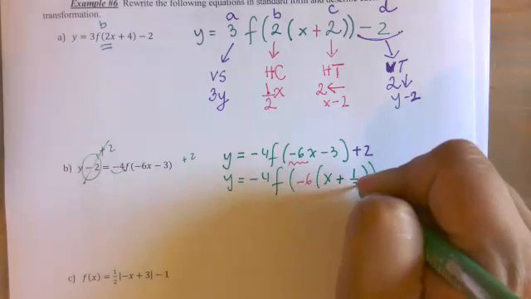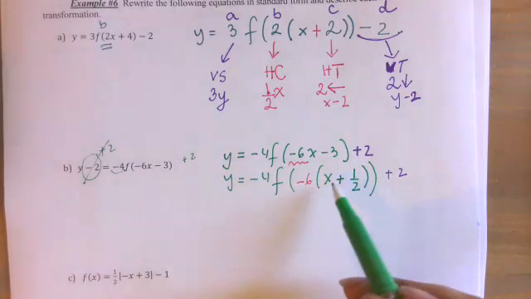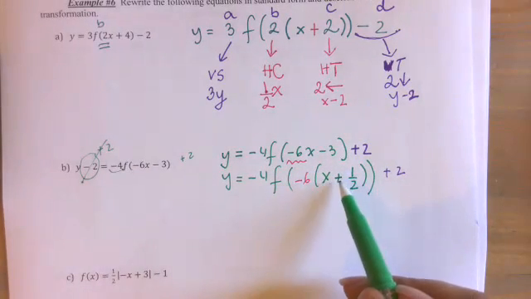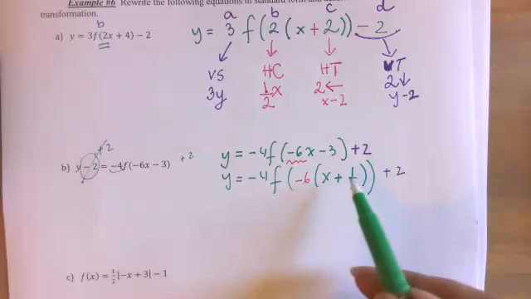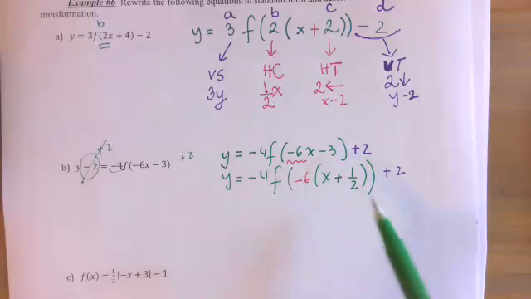Is it +1/2? Positive 1/2. Let's check. Negative times a positive is a negative. 6 times 1/2 is 3, correct.